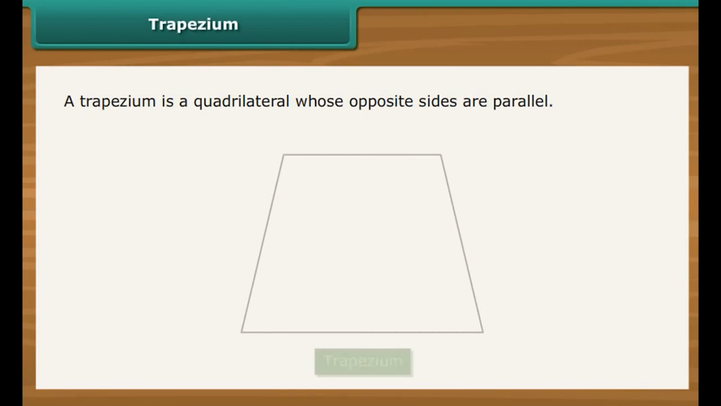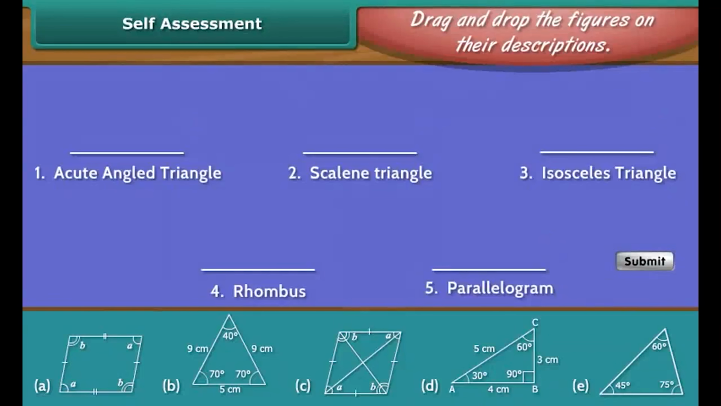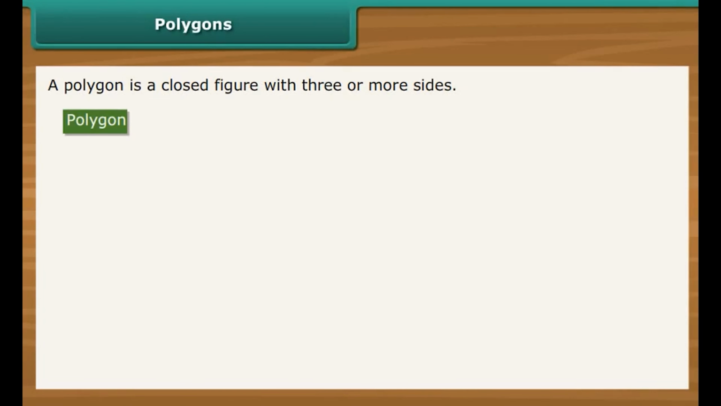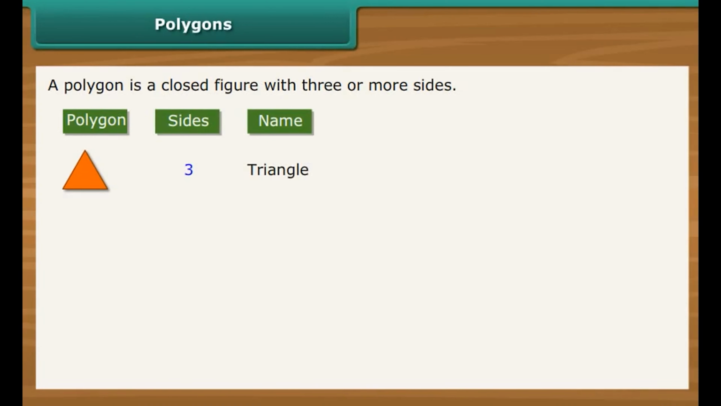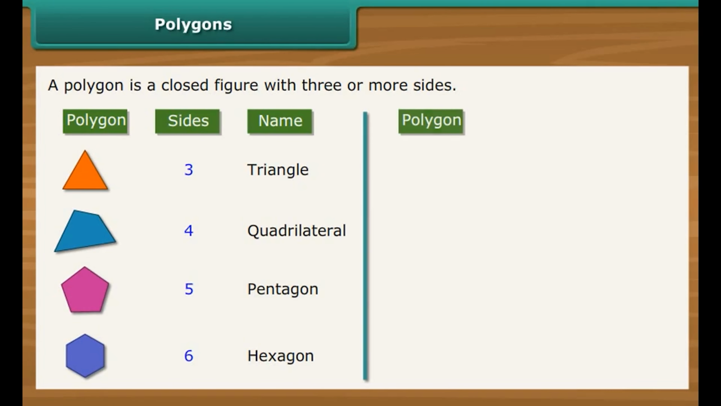Trapezium. A trapezium is a quadrilateral whose opposite sides are parallel. Self-assessment. Let us know how much you have learned. Drag and drop the figures on their descriptions. Polygons. A polygon is a closed figure with 3 or more sides. Here are some polygons. Let us count their sides and name them.